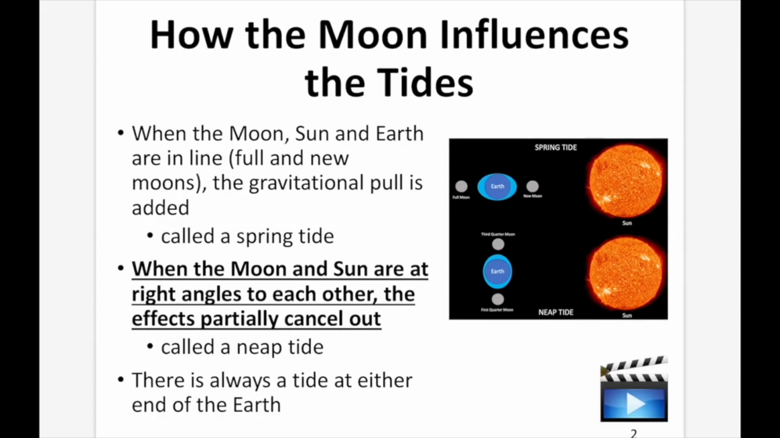When the Moon, Sun, and Earth are in line, so that's this guy right here, the gravitational pull is added. So you're going to get the Sun plus the Moon, and that's going to get a large tidal bulge. When the Moon and Sun are at right angles to each other, the effects partially cancel out. So you're going to get the Moon minus the Sun, and this is called a neap tide. So again, the Moon still wins out, so you still get the tide going towards the Moon, but it's less because of the impact of the Sun.